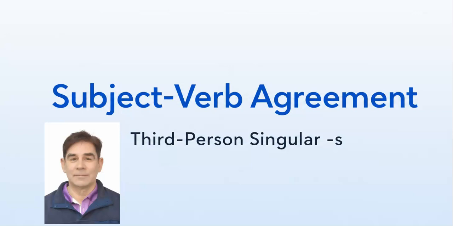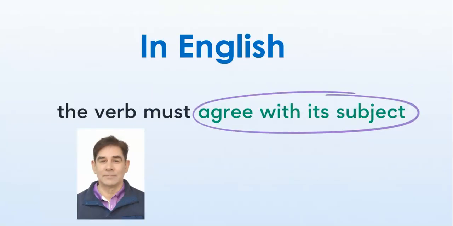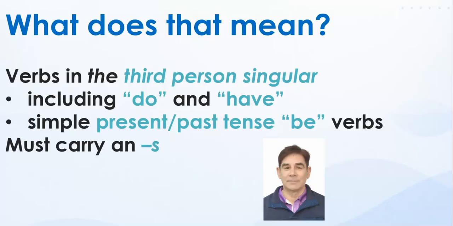Hi, today we're going to talk about subject-verb agreement with third-person singular S. In English, the verb must agree with its subject. What does that mean?